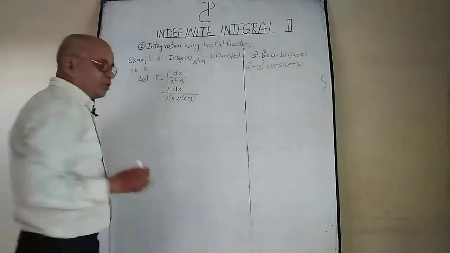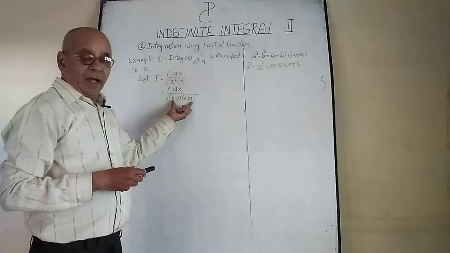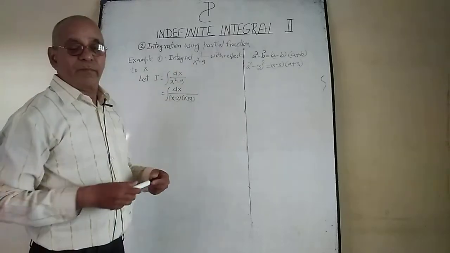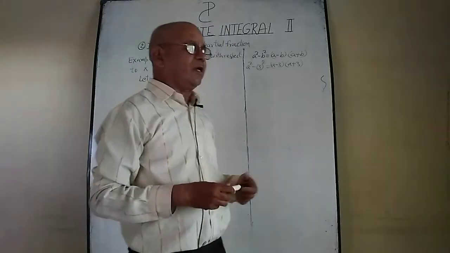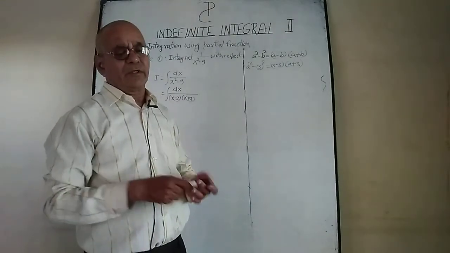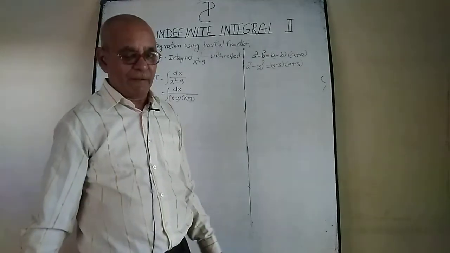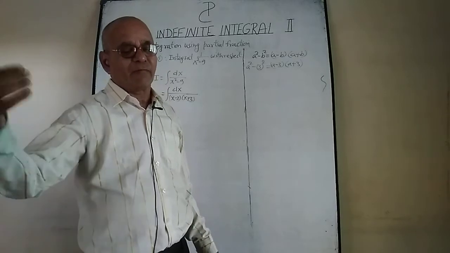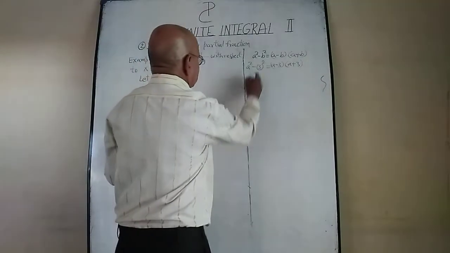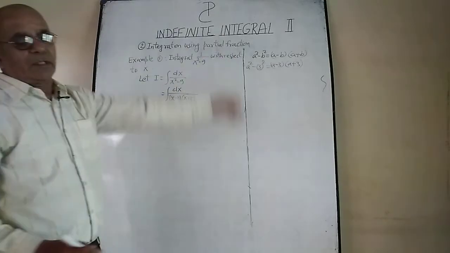Now the question arises: how can I solve this question? I cannot rationalize it because it is x square minus 9, and it is very difficult to solve because we do not have any standard form of integration that we can use directly, as we are just at the initial stage of integration. That's why I am using partial fraction, one of the methods of integration, to solve this problem.